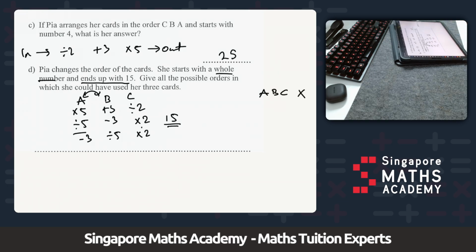So 15 times 2 is 30. 30 divided by 5 is 6. 6 take away 3 is 3. Yes, right? So we can do BAC. BAC is correct. Okay, ABC is not possible, BAC is. What else is possible?